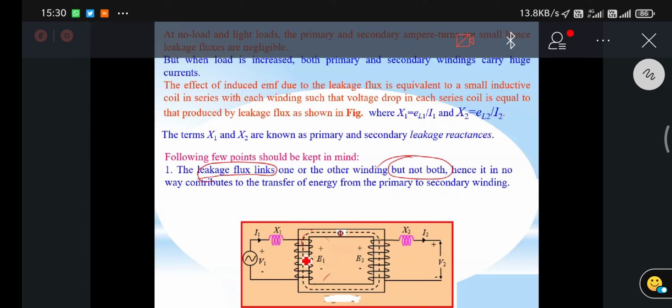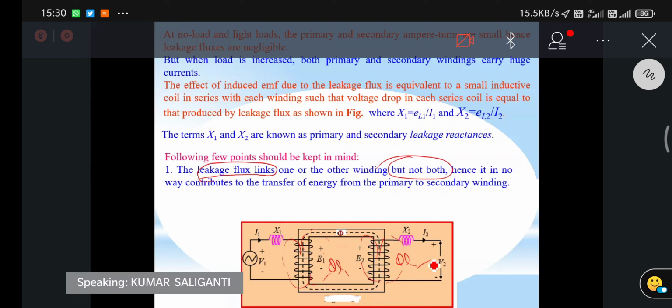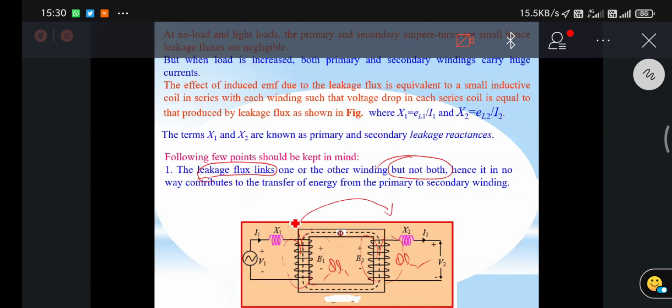So this is the flux because of I1, flux phi L1. The phi L1 does not link with the secondary, and this phi L2 does not link with the primary. That point you have to remember. So the leakage flux is the flux which links either primary or secondary, but not both, and it does not have any role in transferring power from one circuit to another circuit.